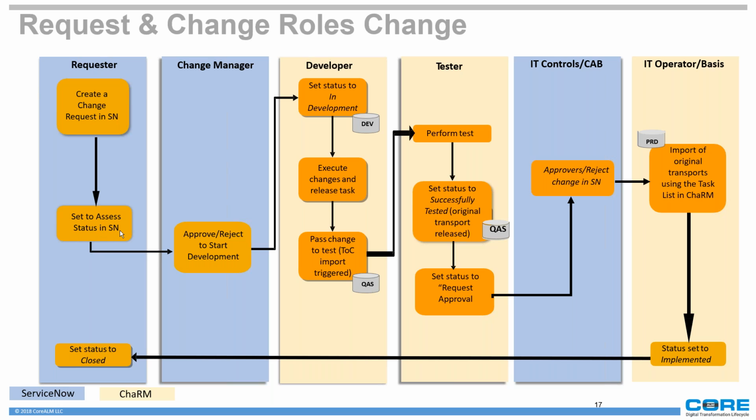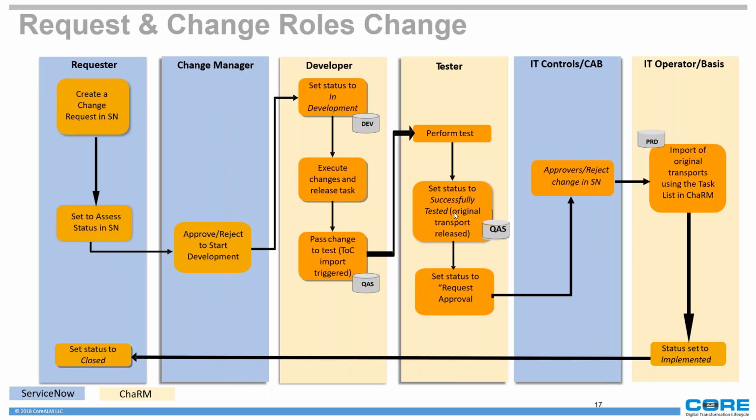Once they're ready for this to be approved, they're going to set it to assess. This is where the change manager comes in, approves or rejects that change to start any type of dev work. Now, if the requester is not the developer as well, if it's someone else, this is where the Charm document gets created in Charm directly based on this approval from ServiceNow. The developer starts their work, passes the work to QA.